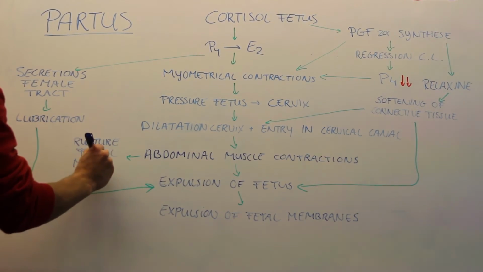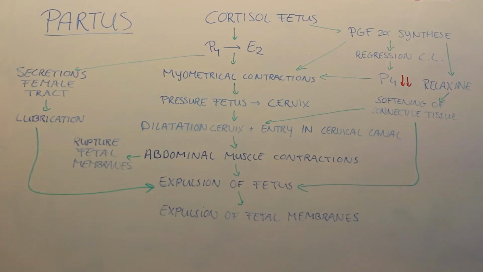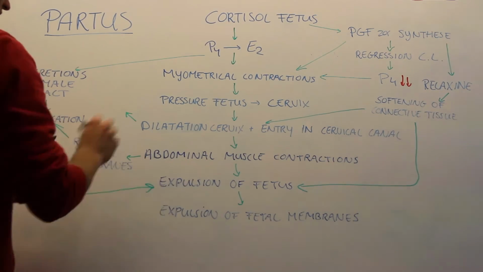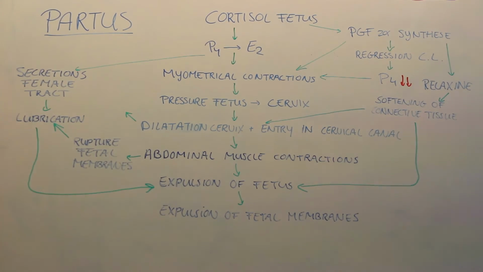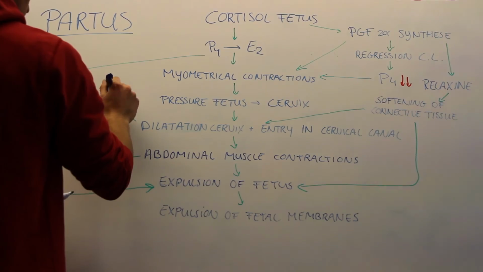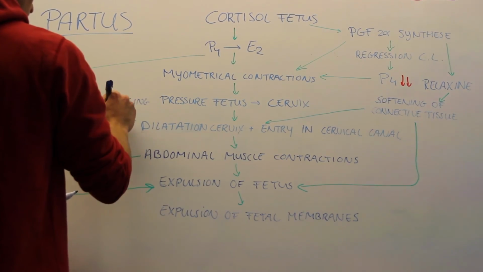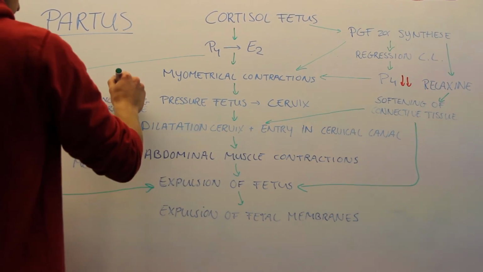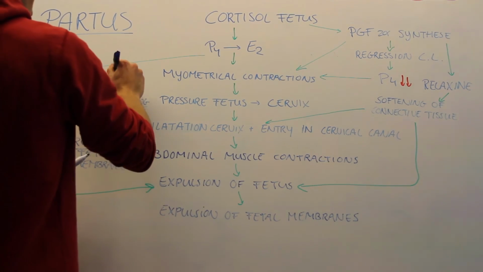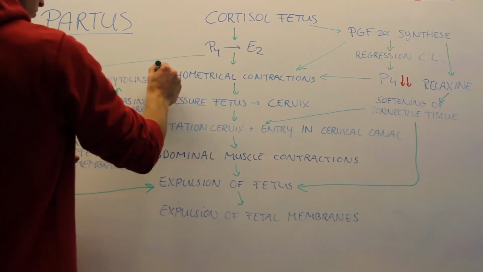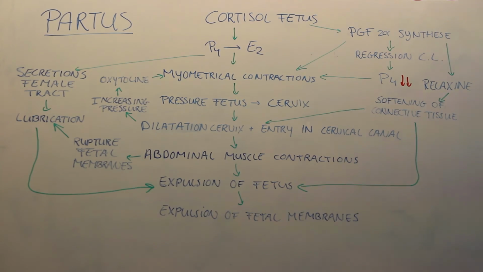Furthermore, the abdominal muscle contractions lead to the rupture of the fetal membranes, which also lubricates the cervical canal and vagina. The dilation of the cervix and subsequent entry of the calf into the cervical canal causes an increase in pressure in the cervix and vagina, causing oxytocin release. Oxytocin acts to facilitate the myometrical contractility initiated by estradiol and PGF2 alpha.